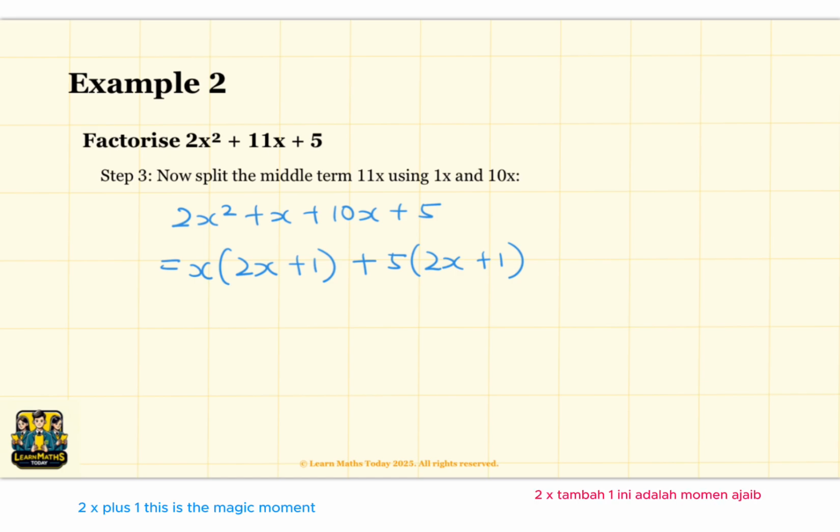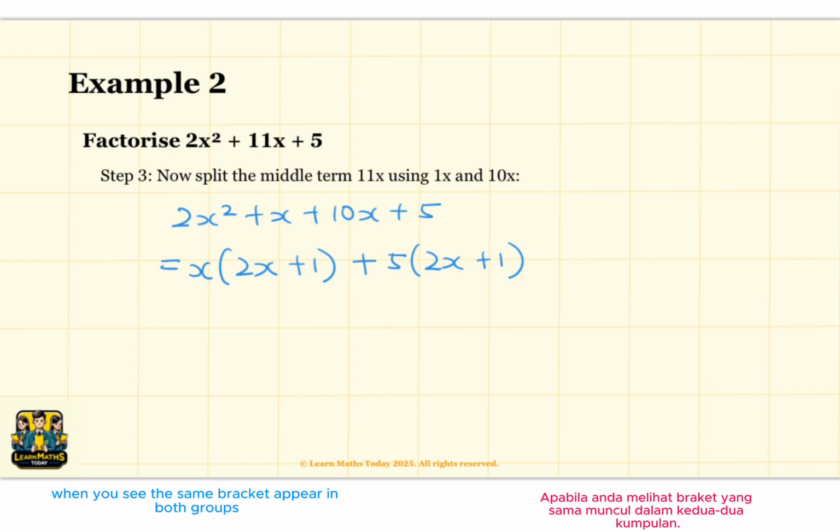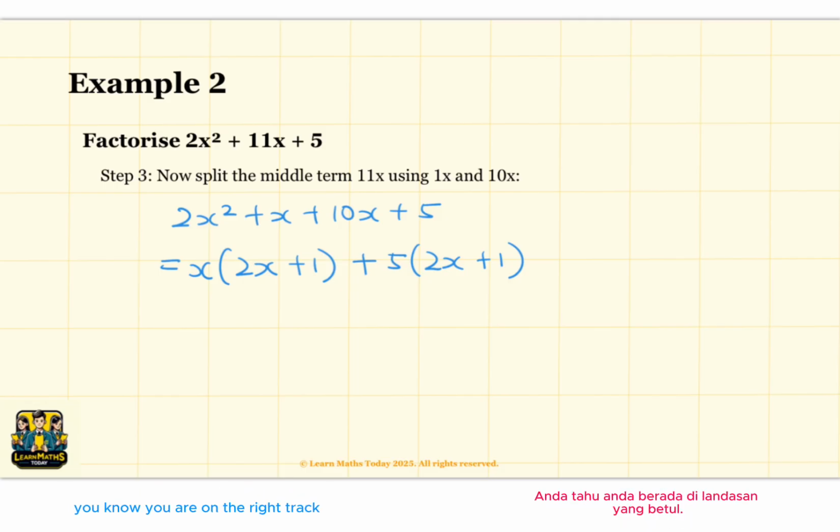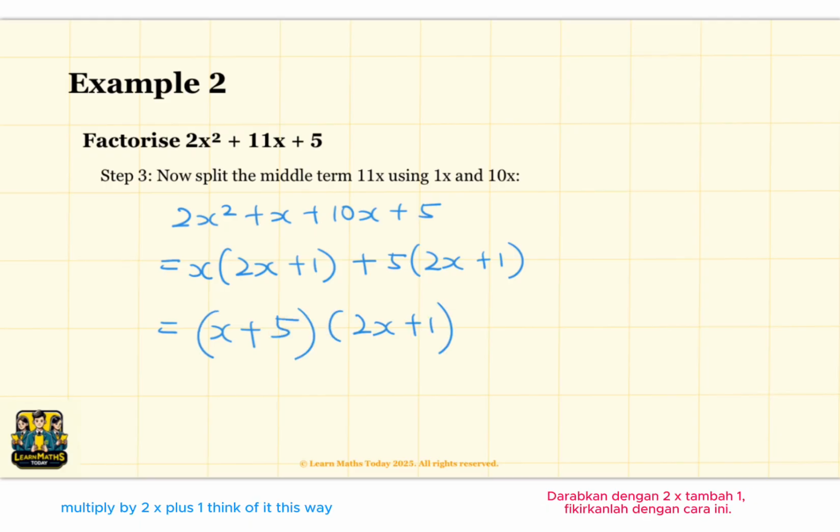This is the magic moment. When you see the same bracket appear in both groups, you know you're on the right track. Factor out the common bracket 2x plus 1, and we get x plus 5 multiplied by 2x plus 1. Think of it this way. We now have x times 2x plus 1 plus 5 times 2x plus 1, which is equal to x plus 5 times 2x plus 1. So our final answer will be x plus 5 multiplied by 2x plus 1.